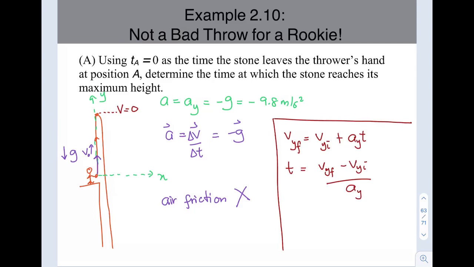So your T, finally, at maximum height the V is 0. So it's 0 minus initially 20, and then the Ay is negative G, which is negative 9.8 meters per second squared. So T is equivalent to negative 20 over negative 9.8, which is 2.04 seconds.